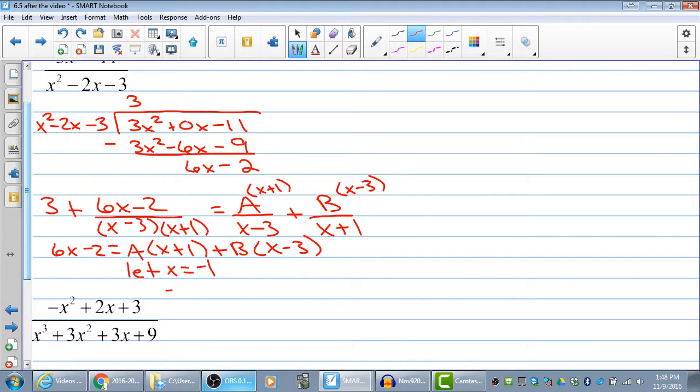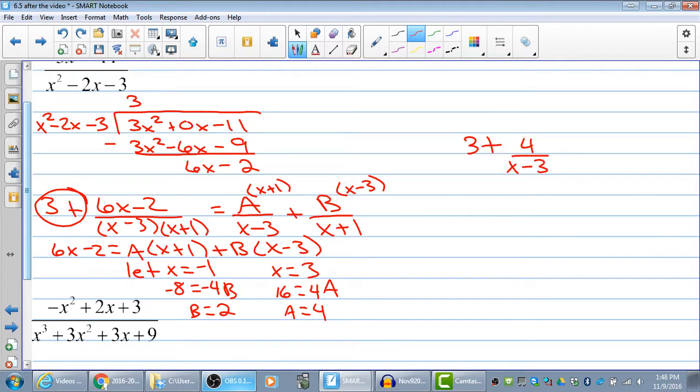Negative 6 minus 2, that's negative 8, is negative 4B. B is 2. Let x equal 3. 18 minus 2 is 16, equals 4A, since 3 plus 1 is 4. A is 4. So now we're ready to write the answer. Don't forget to bring the 3 with it. Remember that we divided. We have the 3 plus. Don't forget to tack that on. We have 3 plus 4 over x minus 3 plus 2 over x plus 1.